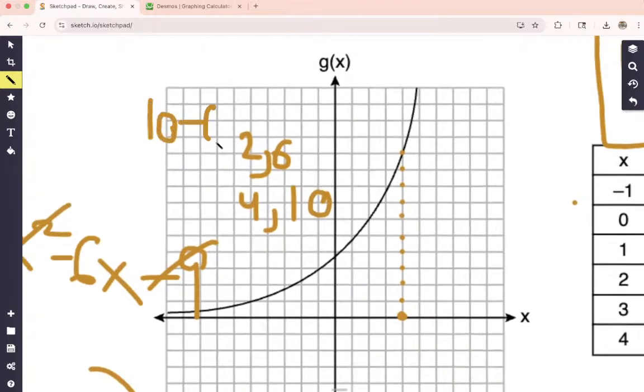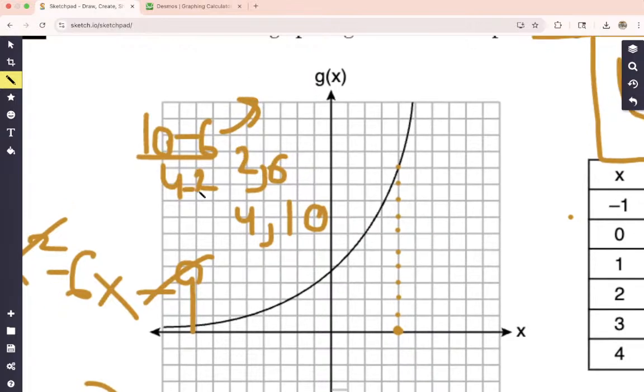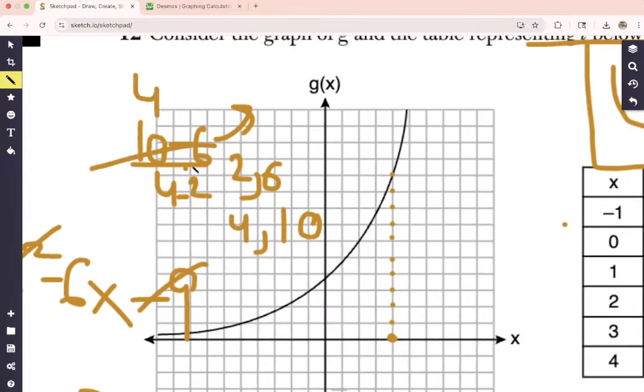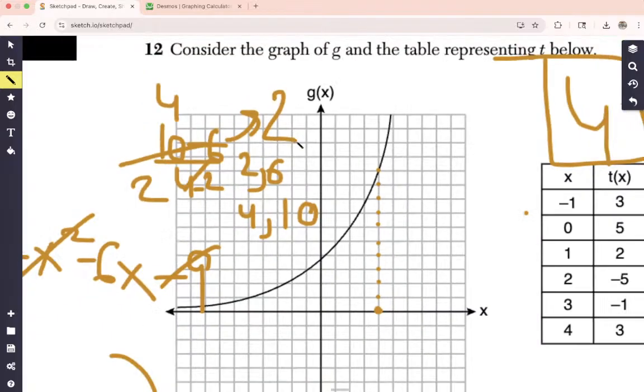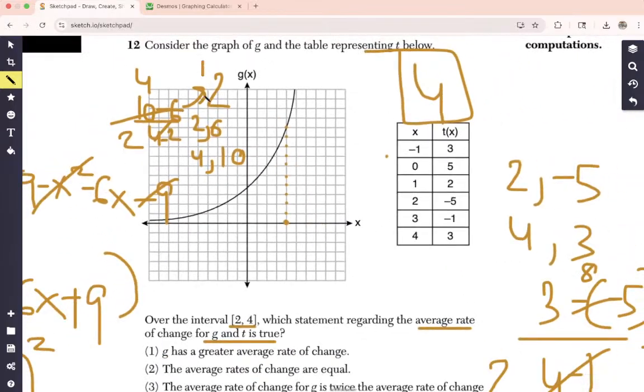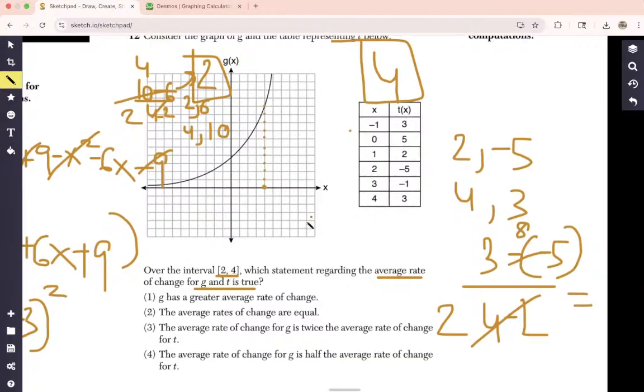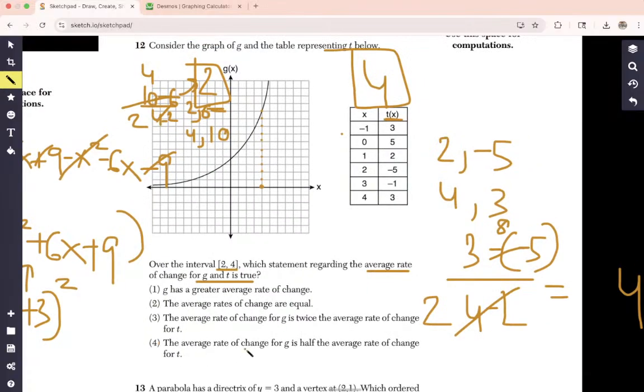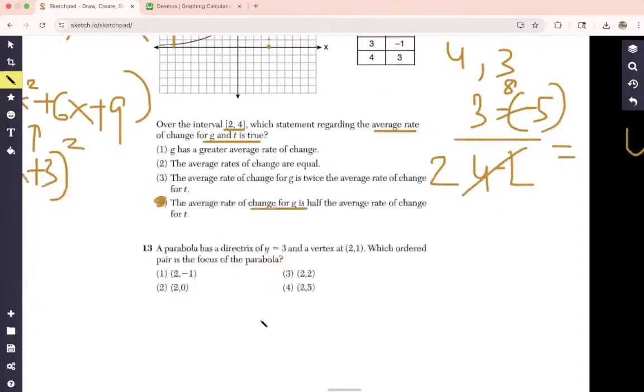10 minus 6 divided by 4 minus 2 is going to be your average rate of change. This is going to be 4 divided by 2, which is 2. So notice how the average rate of change for t of x is going to be twice the amount for g of x, right? Another way to say it is that the average rate of change for g is half of what's for t.